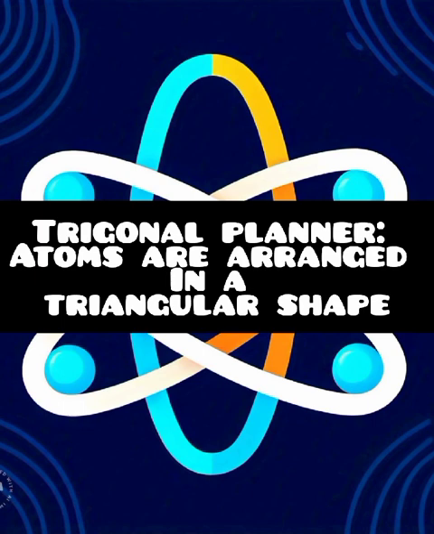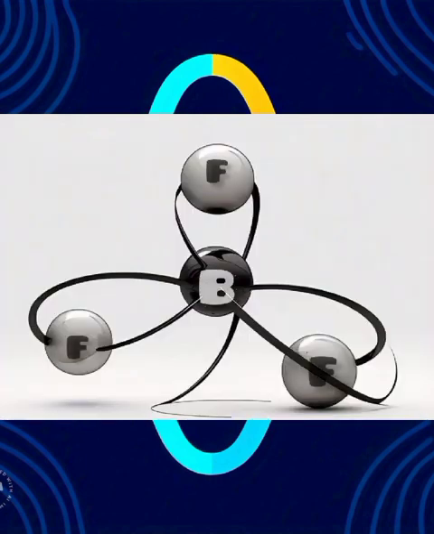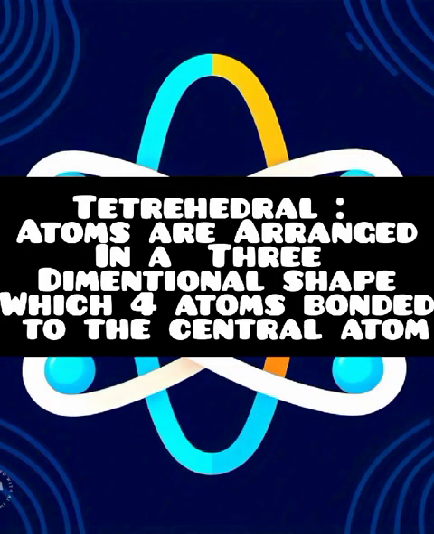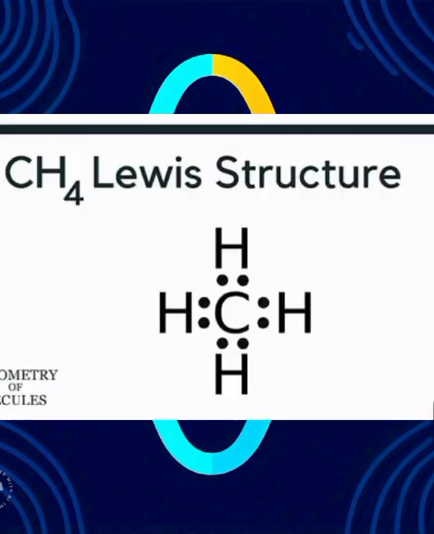Now, the third geometry is called trigonal planar. A trigonal planar molecular geometry occurs when a central atom has three electron groups. An example is boron trifluoride. Now, the fourth type of molecular geometry is tetrahedral. A tetrahedral geometry occurs when a central atom has four electron groups. An example is methane. All these molecular geometries play a crucial role in determining the properties of molecules. Understanding the different types of molecular geometry helps us better understand the world around us.